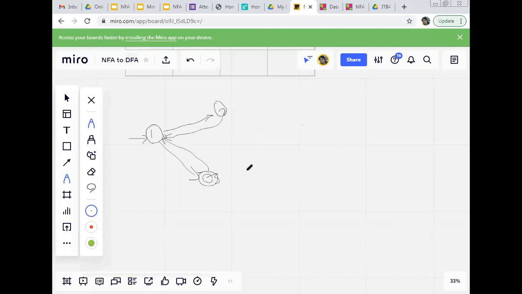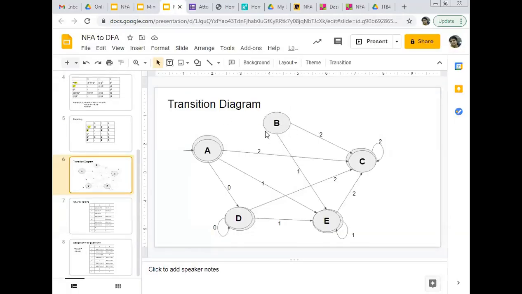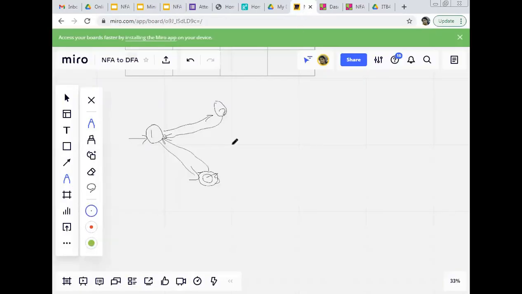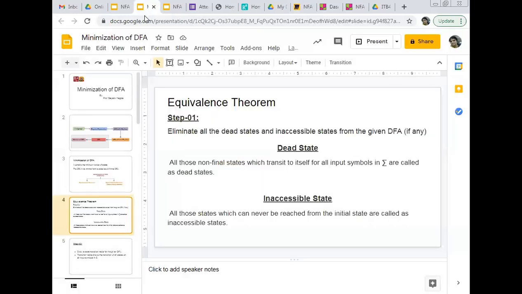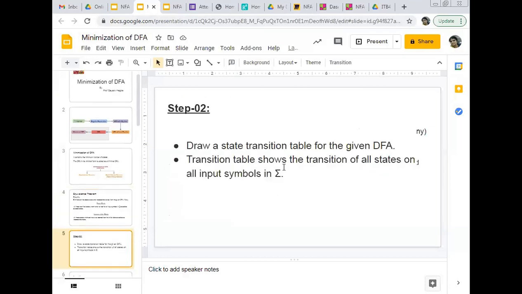Is this 2 clear? Okay, one is a dead state and another is an inaccessible state. Is this clear, students? Any doubt in this? Okay, the previous one we saw that it is not reachable from the start state, right? And here we saw that it is reachable, but it is not contributing from start to final. So we can delete this. Okay, so these are 2 things you have to remember. Okay, fine. Now, what is the next step?